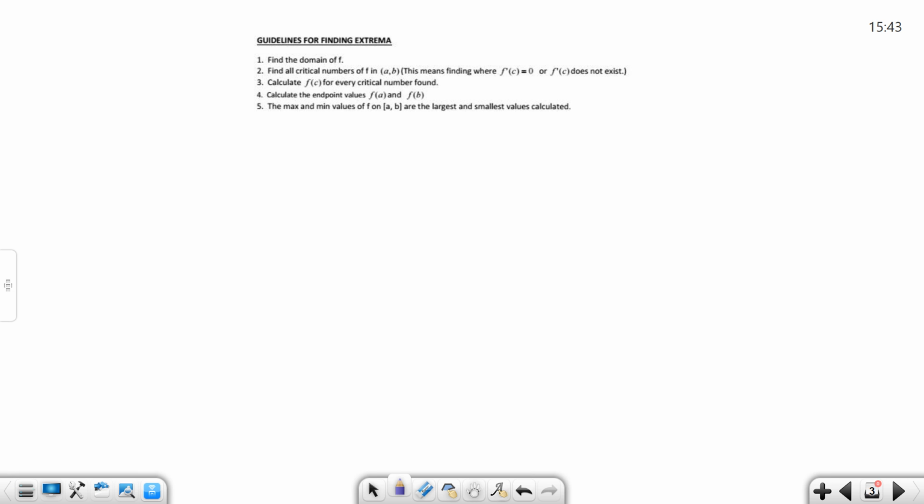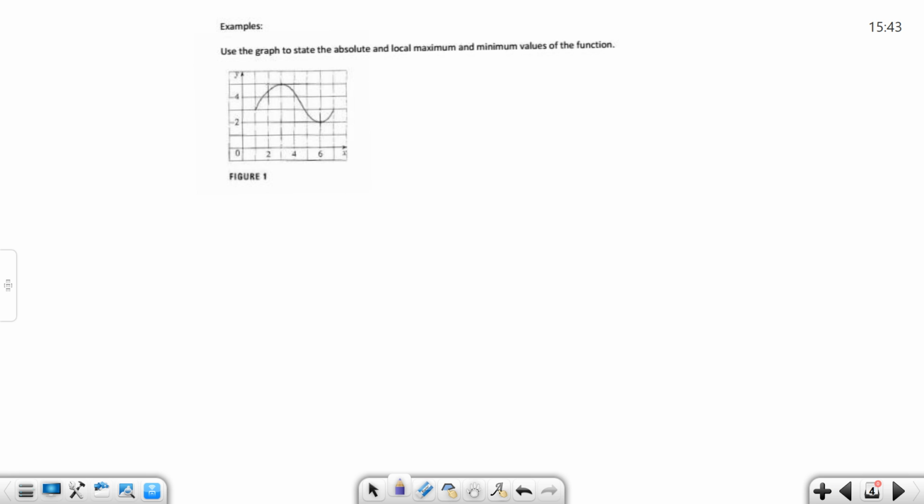Now that we've learned how to find critical numbers, we can worry about finding extrema. So those are the highest or lowest points. So the first thing you're going to do is find the domain, find all critical numbers, calculate the value. Notice that that's f of c, which is the original function. Calculate the endpoint values, and the max and min are given by the largest and smallest. The max and min are the largest and smallest values once you calculate those.